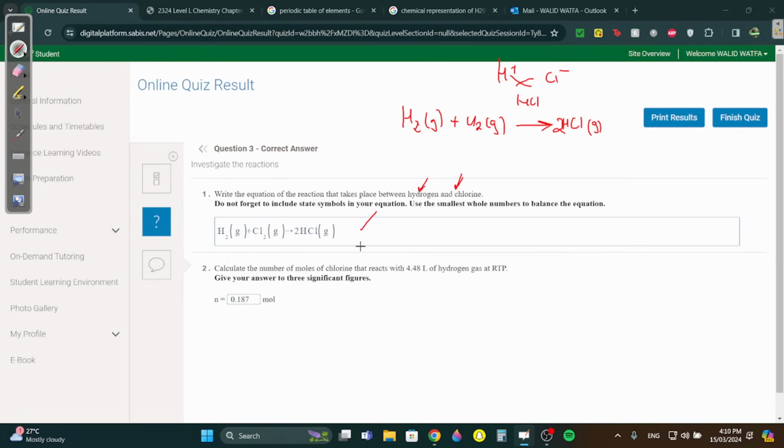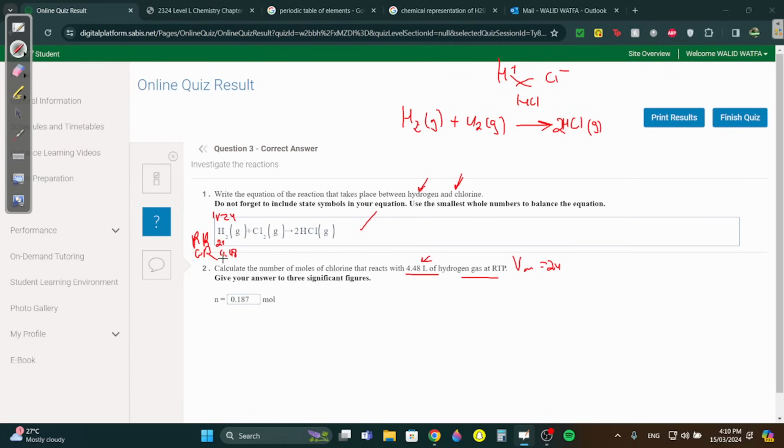So it's correct. Calculate the number of moles of chlorine that reacts with 4.48 liters of hydrogen gas at RTP. Again, RR and GR. RTP means Vm equals 24. In my RR for hydrogen, how much volume do I have in the reaction? It's 1 mole times 24, because RTP. So 24 in my reaction. In my given, what's given? 4.48. This is term 1 stuff.